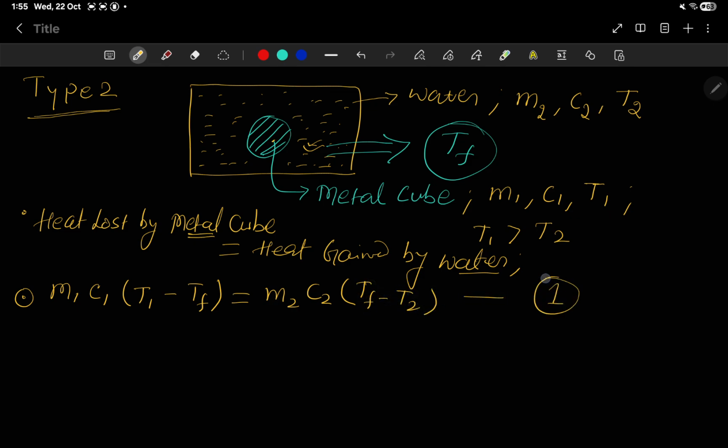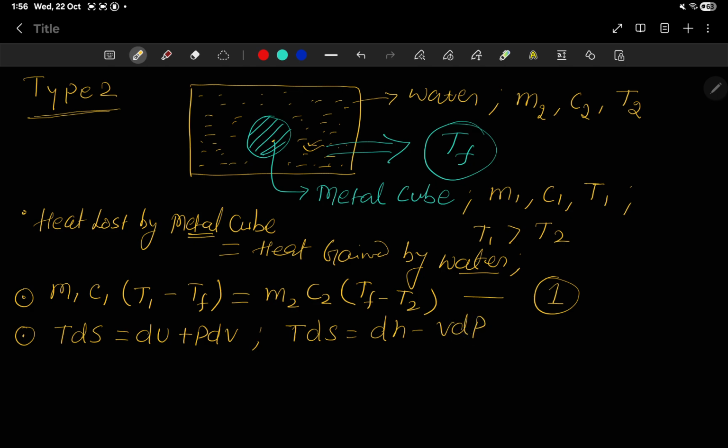This is equation 1. Okay, and if I write the change in entropy of the metal, we have the TdS relations: TdS equals dU plus PdV, and another TdS relation, TdS equals dH minus VdP.